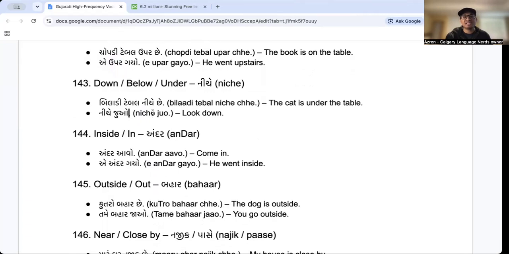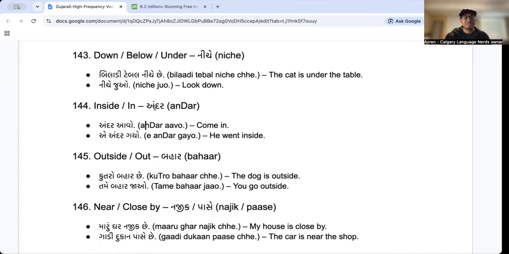Down, below, or under is niche. So bilari table niche che. The cat is under the table. Niche juo. Look down. Inside is under. And that's specifically inside because we already know that ma means in. So under can mean in as well, but it tends to be more like inside. So under avo, come in, come inside, right? E under gayo, he went inside.